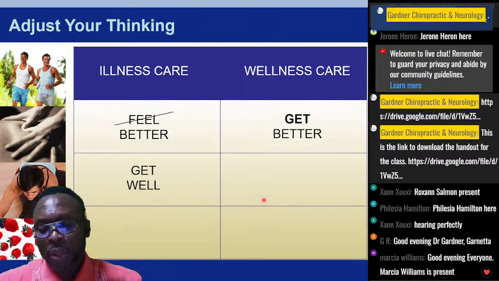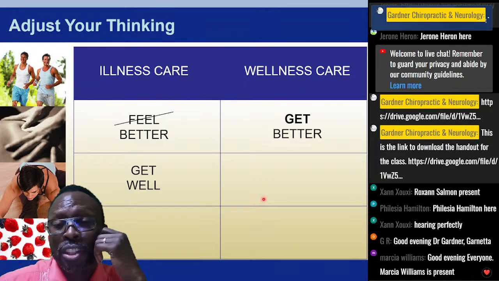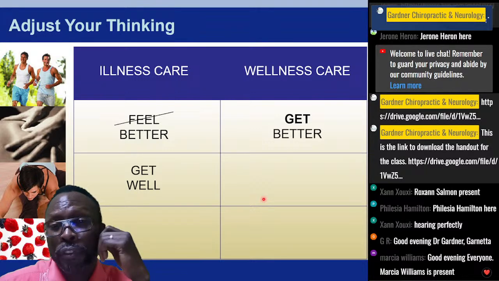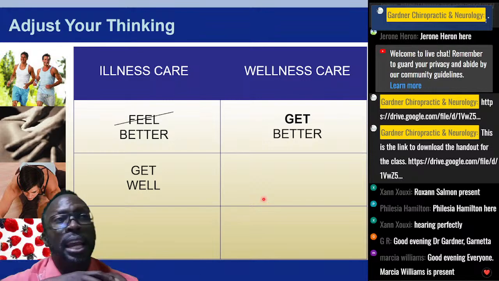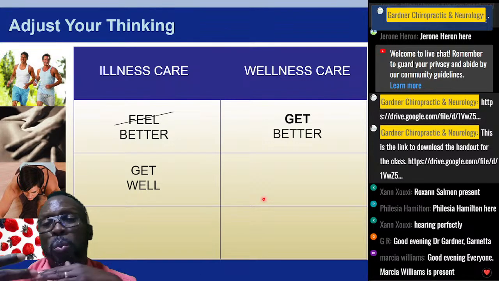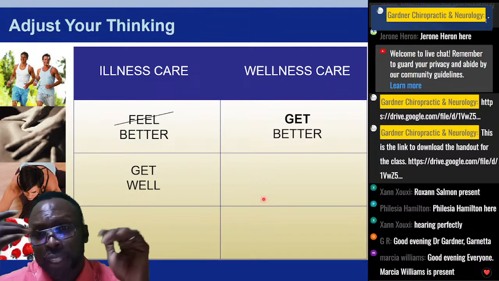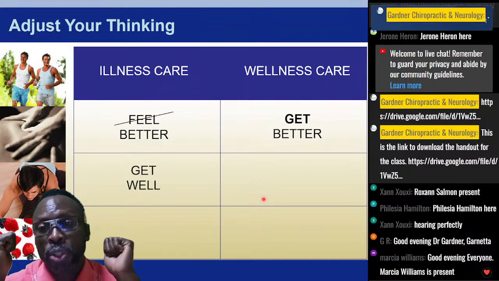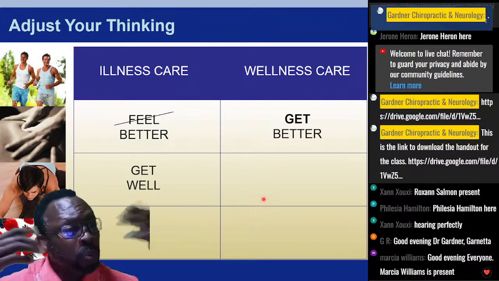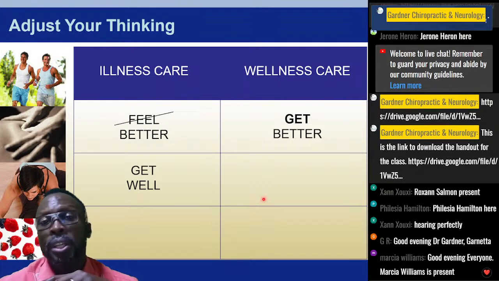Now, getting well is a nice thought, but it is just wishful thinking. There's nothing behind it. There's no action behind it. There's nothing that you're saying to the person that you're wishing these wishes onto that you would like for them to do in order to achieve it. It's just that they're sick, you want them to get better, so you say, get well soon. Hope to see you soon. Hope to see you out of the hospital soon.